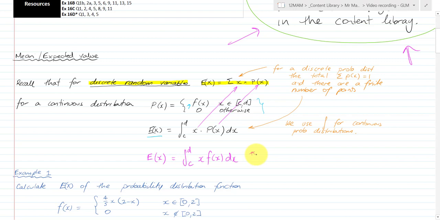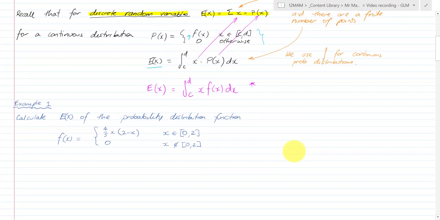Let's put it into practice in example 1. In example 1, I want to calculate the expected value of x of the probability distribution given there: 4/5 x times (2 minus x) for the domain 0 to 2. So the expected value of x will be equal to the integral between 0 and 2 of x times 4/5 x (2 minus x) dx, which is the integral from 0 to 2 of 4/5 x squared (2 minus x) dx.